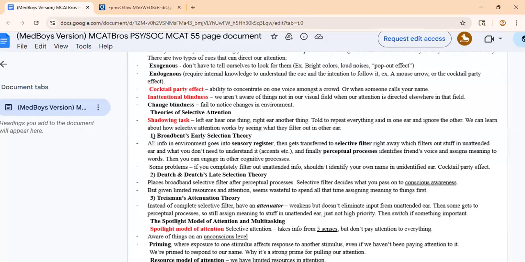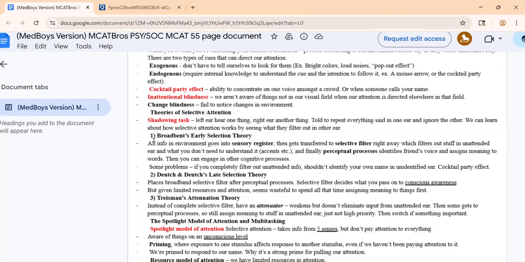So what's going to happen is that our perceptual process will identify what is happening. The problem is, if we completely filter out information that we don't want, how do we really know to identify our name? So that is basically what that theory is. The Deutsch theory focuses on a selective filter deciding what we pass on to conscious awareness. But given limited resources and attention, it seems wasteful to spend all the time assessing meaning of things first.